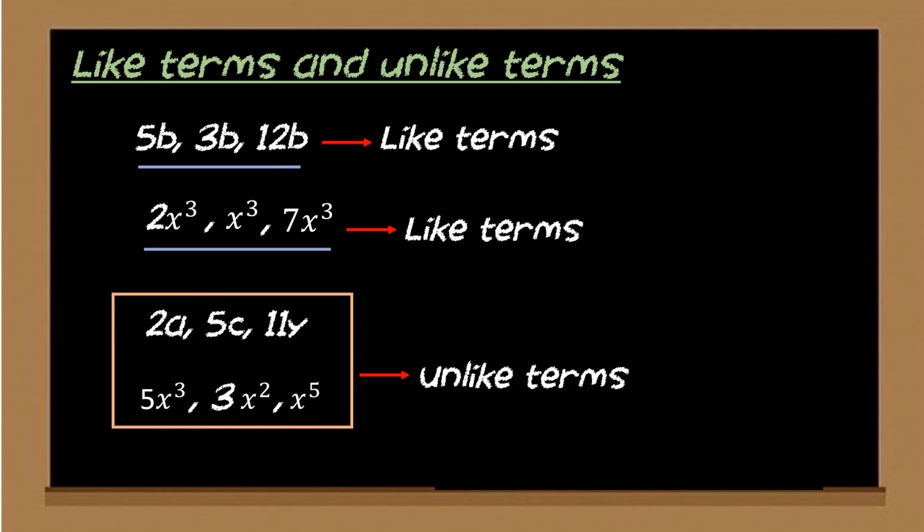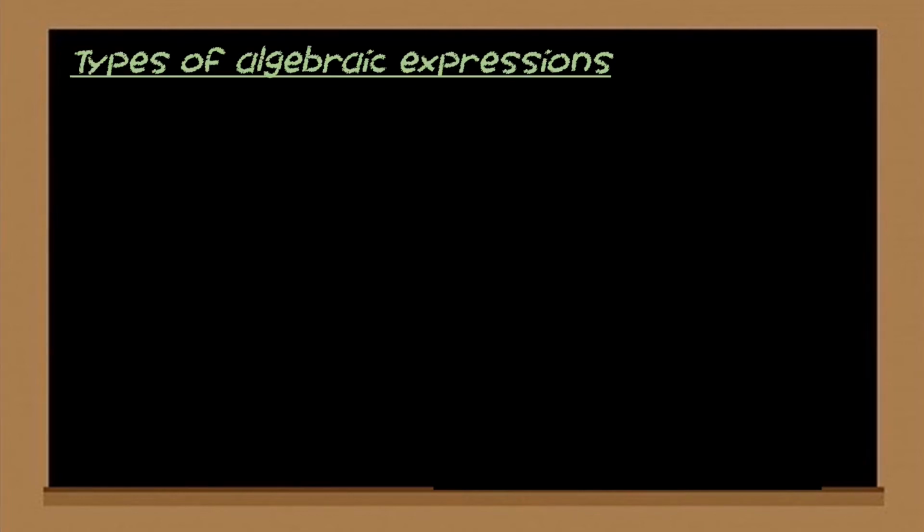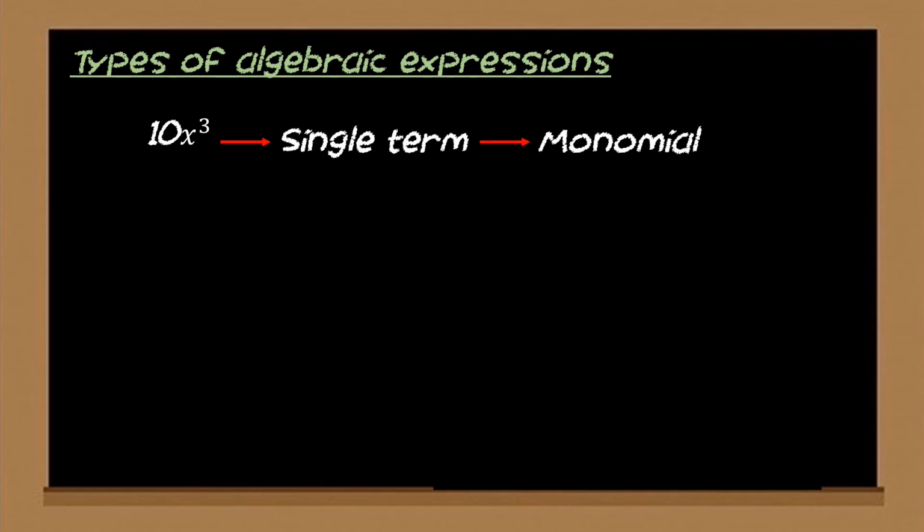Now, we move on to types of algebraic expressions. 10x cube is an algebraic expression, and it is a single term. An expression having a single term is called a monomial. 2x cube plus 7. It is an algebraic expression where 2x cube is one term and 7 is one term. Thus this expression has two terms.